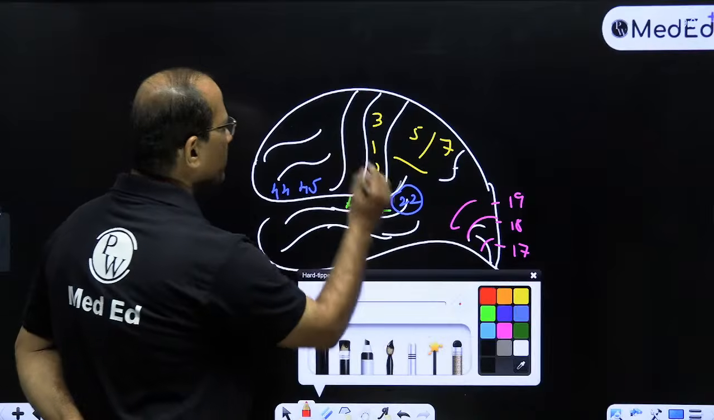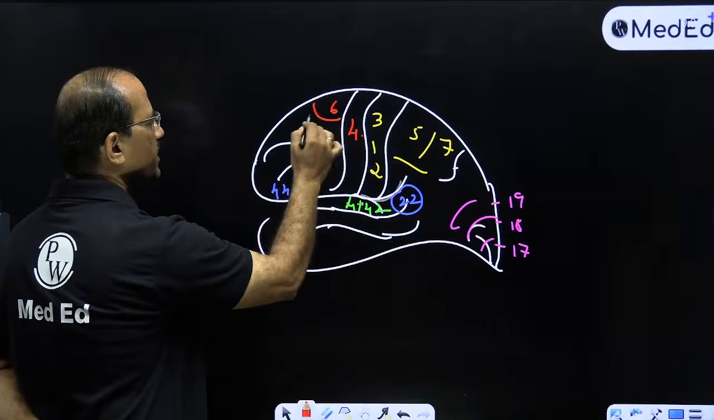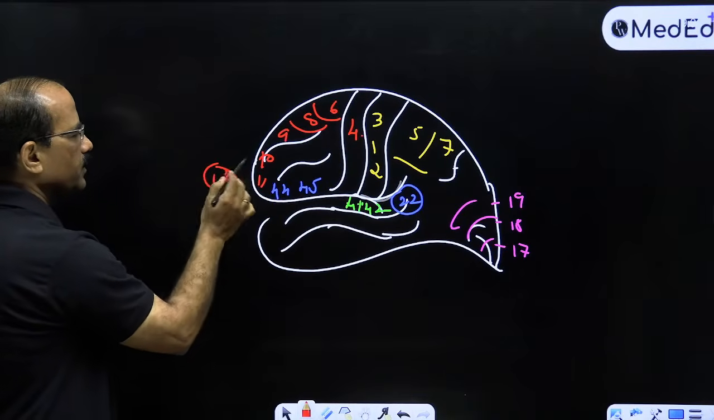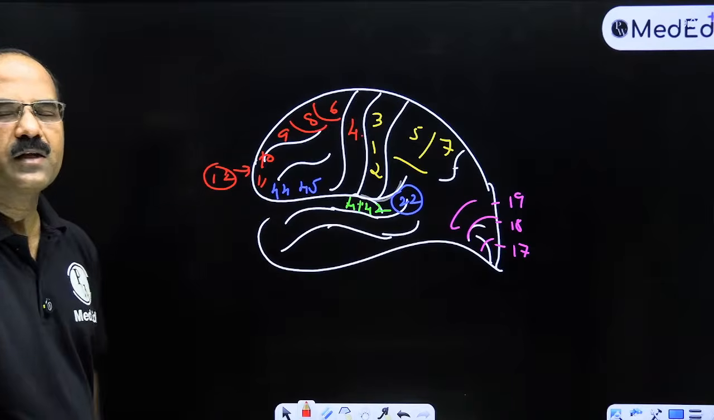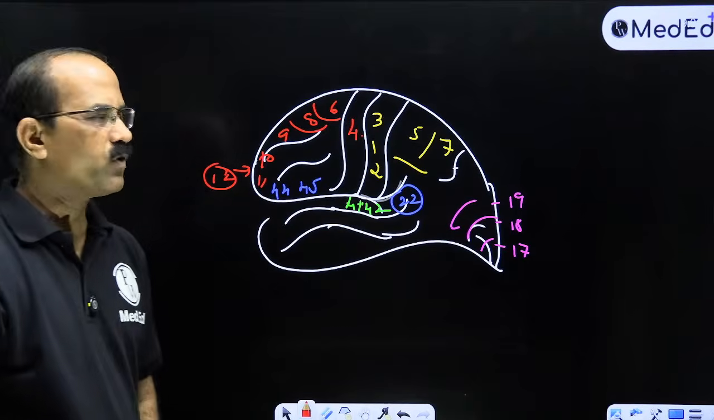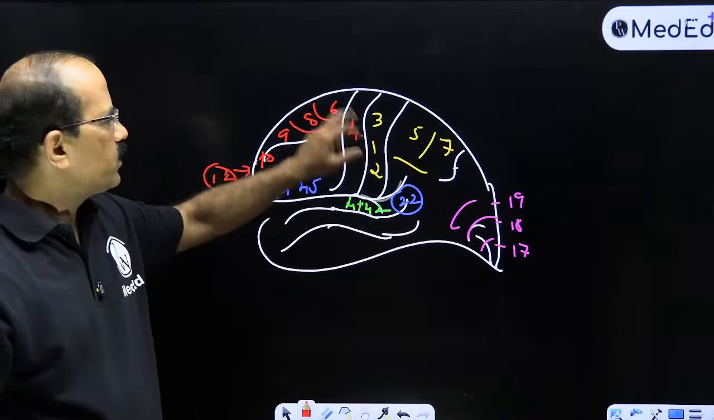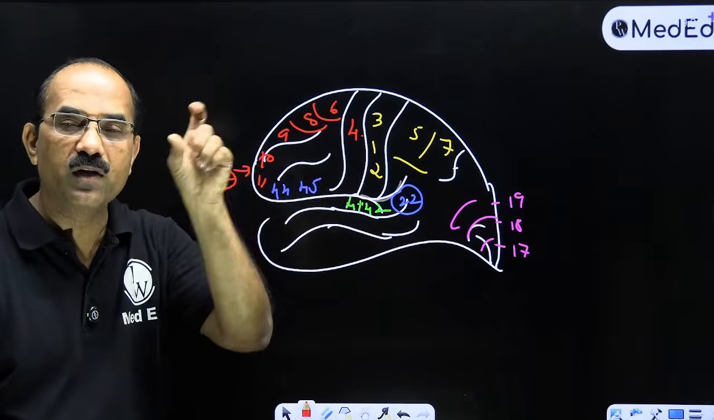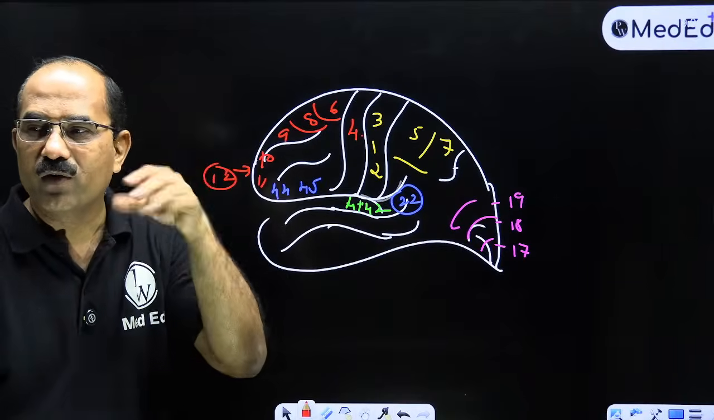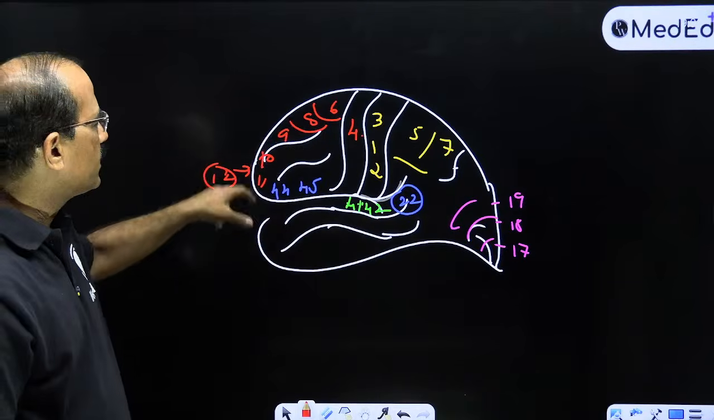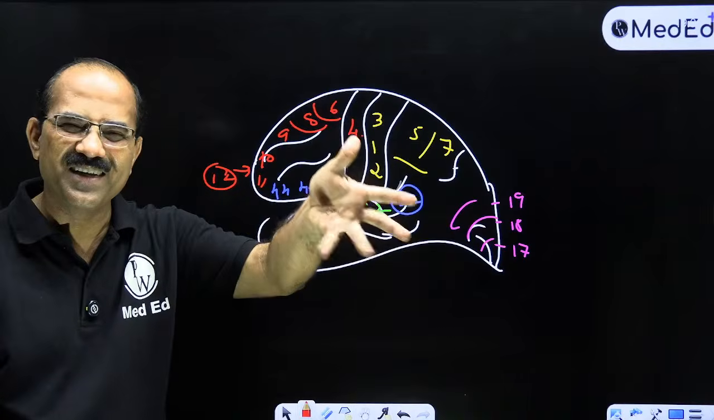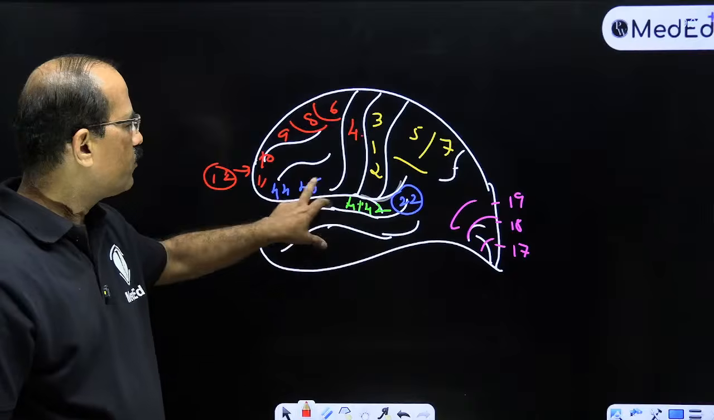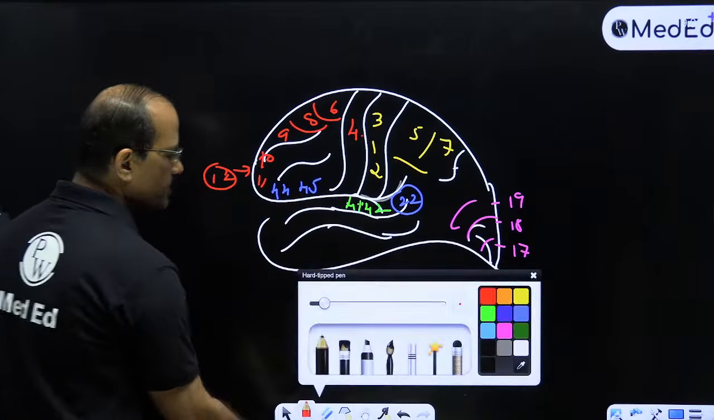This is area number 4, that's primary motor. 6 and 8 are premotor. 9, 10, 11 and 12 lie on the inner side. These are the prefrontal areas. Area 8 is also known as the frontal eye field. So 22 is Wernicke's area, 44, 45 is Broca's area.